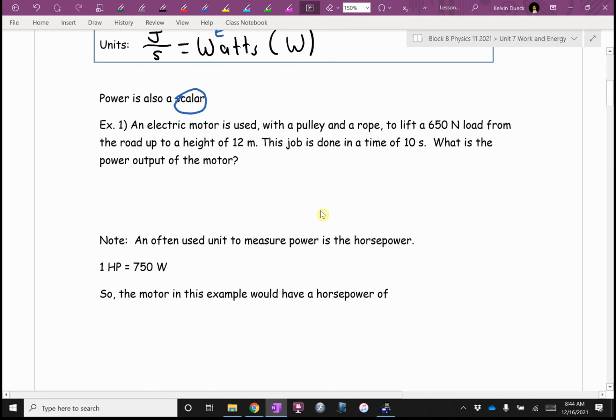Example 1, I like example 1. Example 1 is a nice question. An electric motor is used with a pulley and a rope to lift. Can everybody underline the word lift? This is a trigger word.